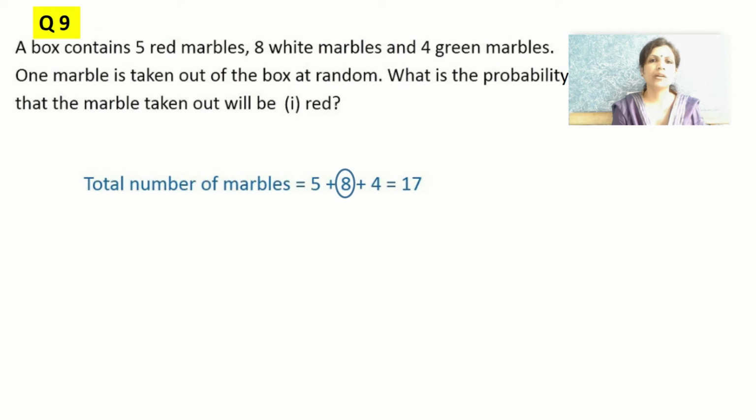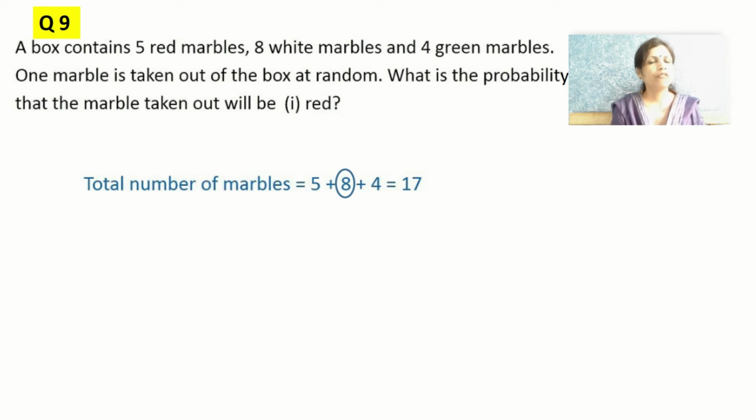This is question number 9. A box contains 5 red marbles, 8 white marbles and 4 green marbles. One marble is taken out of the box at random. What is the probability that the marble taken out will be a red marble? This is the first part of the sum. So what is the probability that the marble taken out from the box is a red marble?